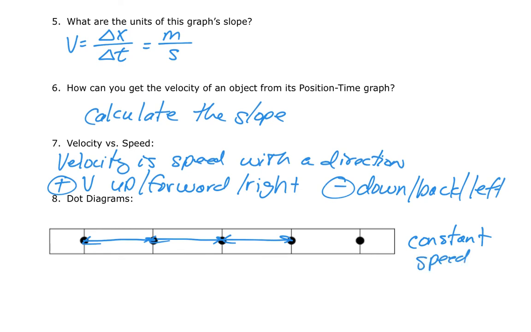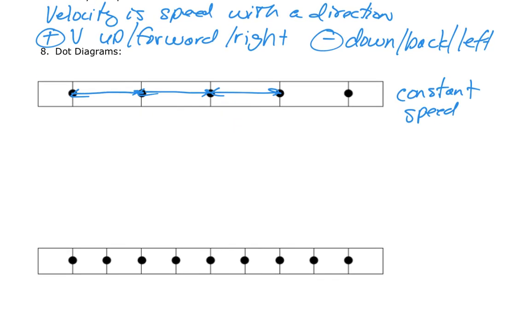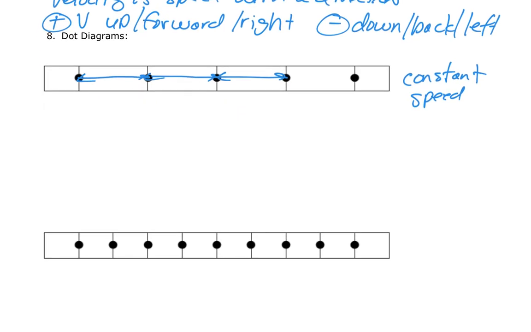If I saw another dot diagram, which I have down here, look at how the spacing has changed. And let's say that these dots were made every 0.1 second. So let's go up here and say this dot was made at a time of 0 seconds. This dot was made at 1 second. This one was 2 seconds. This one was 3 seconds. This one was 4 seconds. Okay. So the space between the dots shows the change in position. So the space is the change in position.